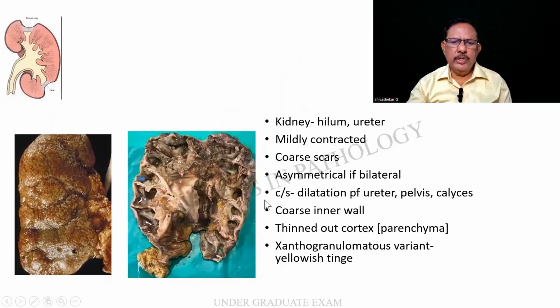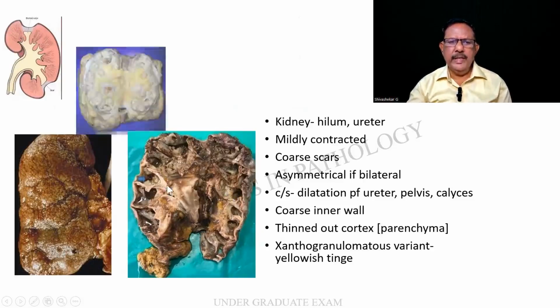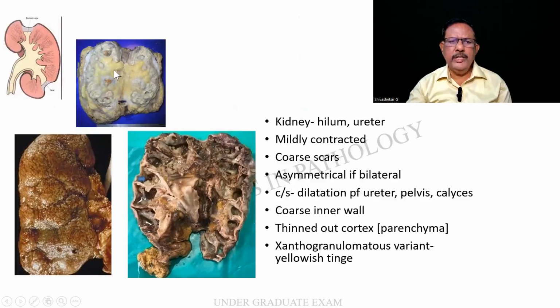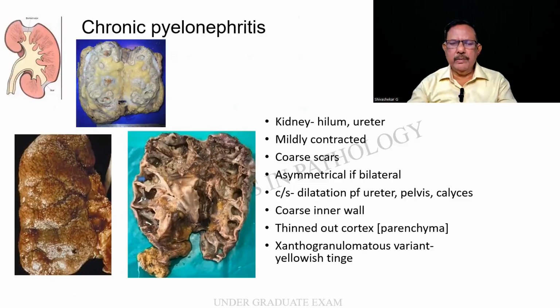Cut surface shows the distension of the pelvis and the calyces. There is a coarse inner wall of the calyx because of inflammation. The cortex is thinned out and atrophic. In some cases, there can be a yellowish tinge because it is a xanthogranulomatous variant. And the diagnosis is chronic pyelonephritis.